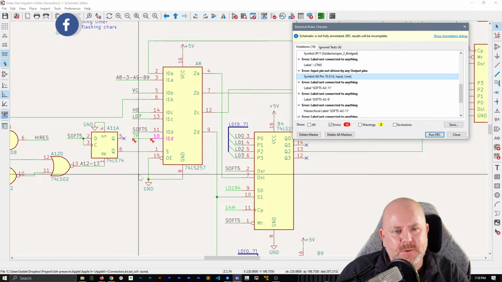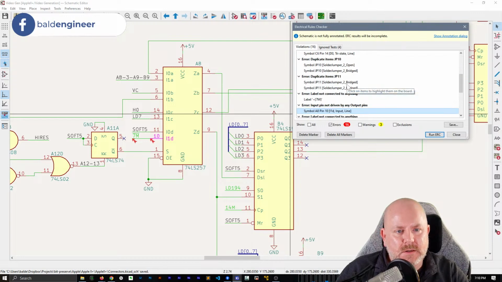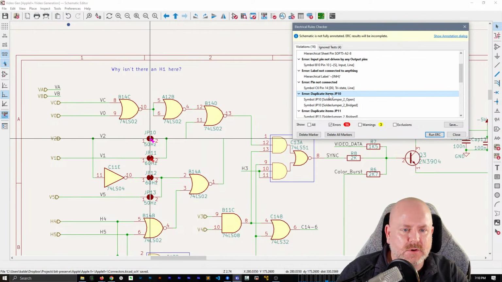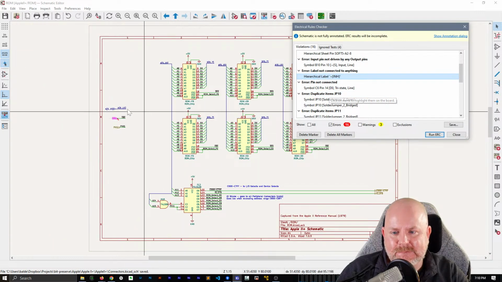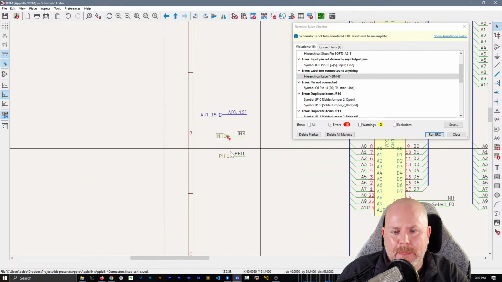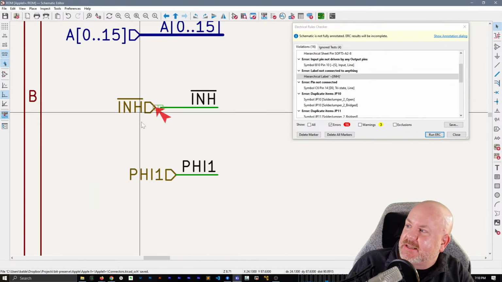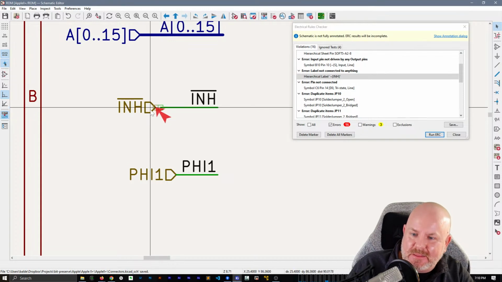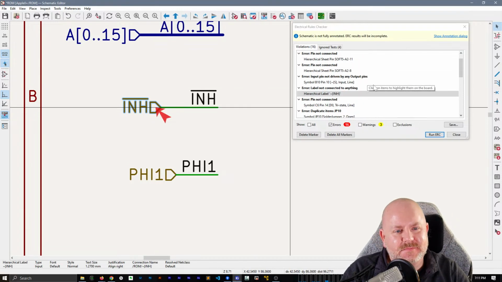Let's see. Input pin not driven by... Okay, hold on. Duplicate items. I know the duplicate items. I'm actually going to... Well, we're going to look that up later. Inhibit's not connected to anything. What? Oh, look at that. Hey, check that out. It's actually not connected to anything. Huh. Thanks, ERC.